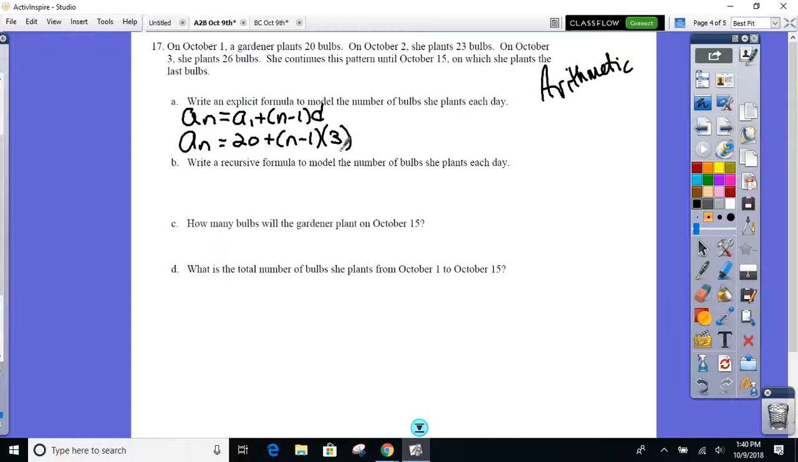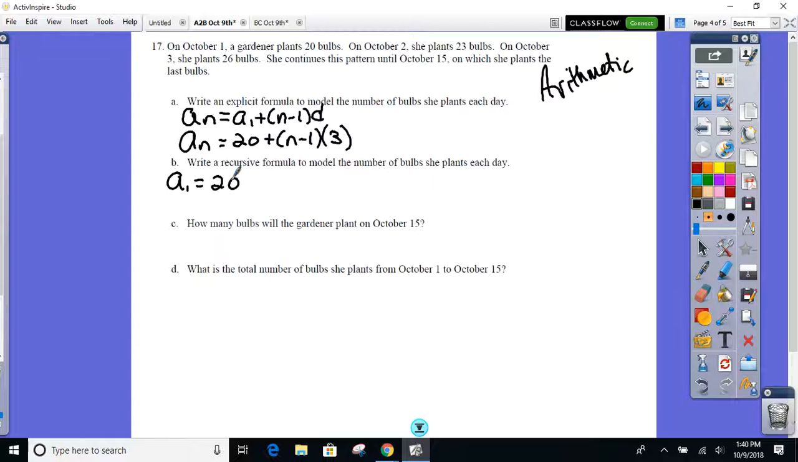Ooh, write a recursive formula. Good thing we just went over that. Two parts you should be giving me. First one's the easiest one. What should you be telling me? First term. So a1 equals 20. Got to tell me the first term.